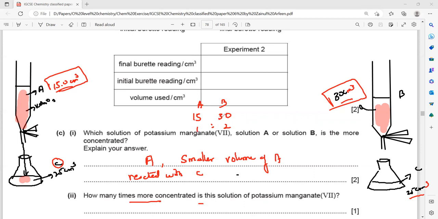If we need more volume, it means that it is less concentrated. The one for which we need less volume is more concentrated. So if the volume ratio is 1:2, then the concentration ratio will be 2:1. Because the concentration and the volume are always inverse. If we have a small volume, we'll have a high concentration. So how many times is more? A is twice as concentrated as B.